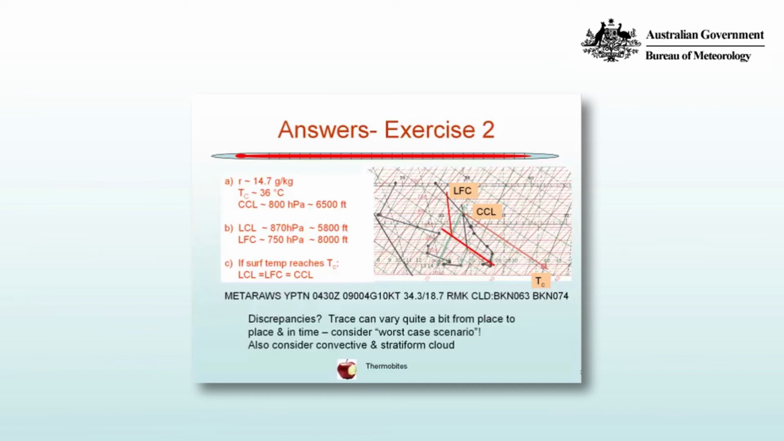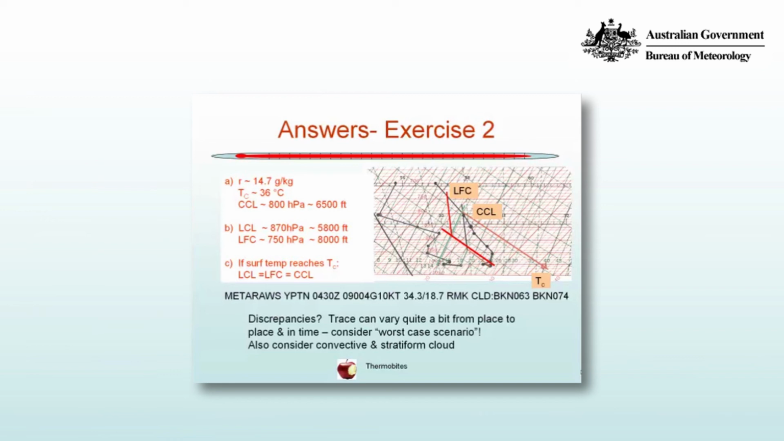Of course, as we noted earlier, if the surface temperature reaches the convective temperature, then the LCL is equal to the LFC is equal to the CCL. And that's most likely the way in which convection will occur for this environment. Now, this is a Darwin trace, and the METAR is given there, and you can see that for 34.3, which is close to but not precisely the convective temperature that we worked out, observed was broken cloud at 6,300 feet, which is about the CCL.